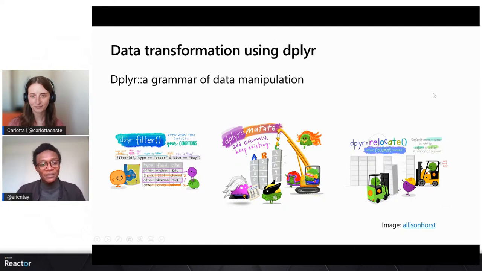Some of these verbs you'll be using in a challenge later on, and you'll be able to see the intuitiveness and the ease of these verbs in helping you solve some of these data science challenges. So Carlotta, with that said, I give it back over to you. What do you have next?